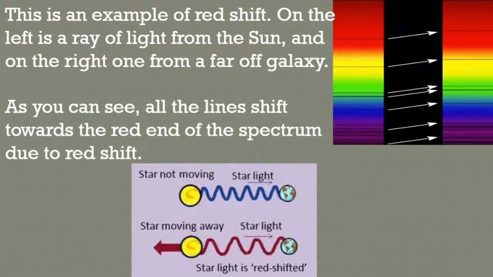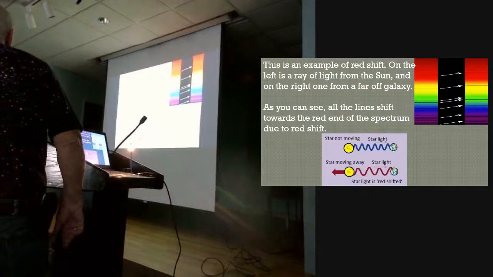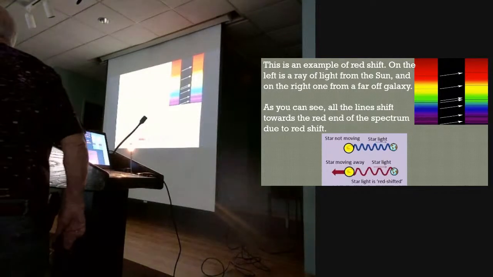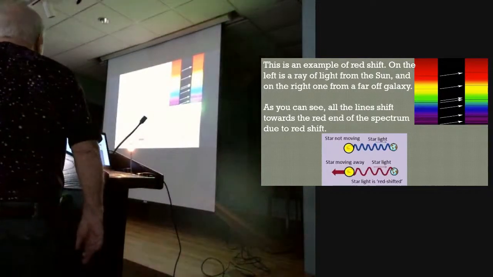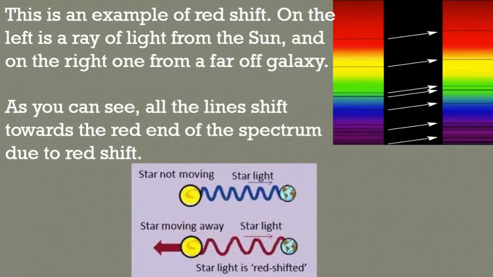With light, if the star is not moving, you have a certain wavelength and a certain set of absorption lines, or emission lines here, absorption lines here. And if the star is moving away from you, those lines get stretched out, and that causes the shift to the red end of the spectrum. That's kind of a neat thing.